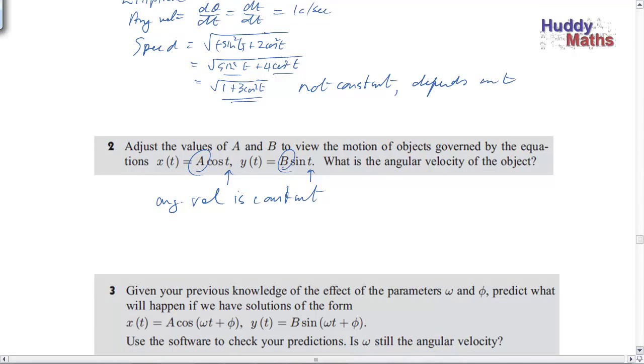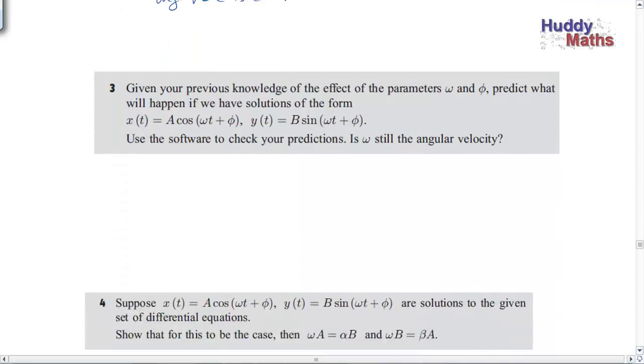Let's go down and have a look. Given your previous knowledge of the effective parameters omega and phi, predict what will happen if we have those two numbers different, and then we put these in there again. What do you reckon would happen? Well, I reckon it is still going to start at a new point. And is omega still the angular velocity? Let's check it. The rate of change of the angle with respect to time is constant with respect to time, so it's still omega radians per second. So it's still the angular velocity.